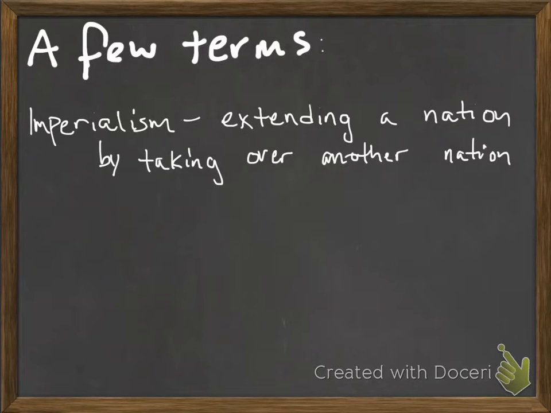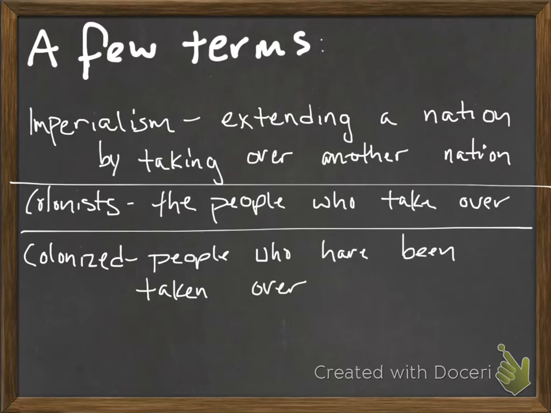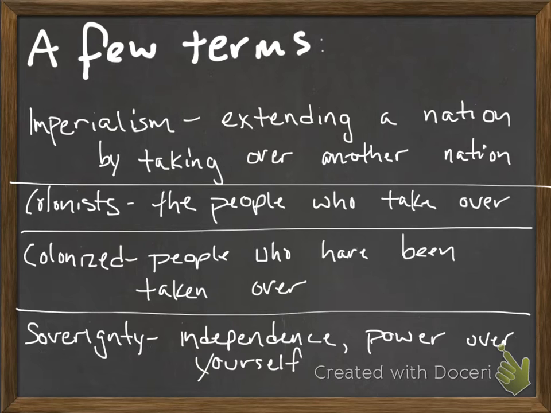Okay, we'll go over a few terms here. The first, just basic imperialism. This is extending a nation by taking over another nation. Next, we have the colonists. These are the people who do the taking over, who take over the new land. Next, we have the colonized. These are the people who have been taken over. Next, we have sovereignty. This is independence or power over yourself.